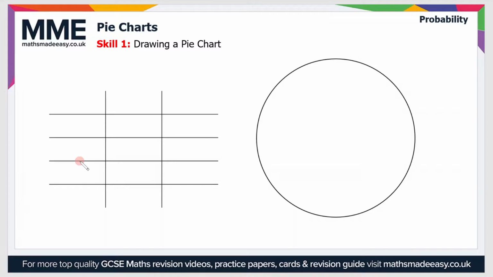So a pie chart is a circular chart, and the size of each segment, each wedge of the circle, is proportional to the amount of things in that particular category. So the best way to illustrate this is by drawing a pie chart.